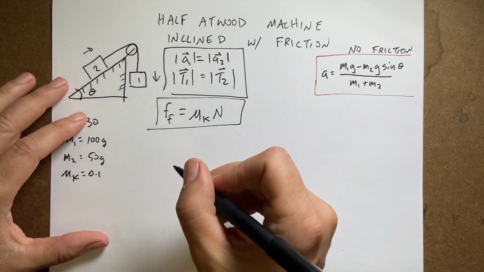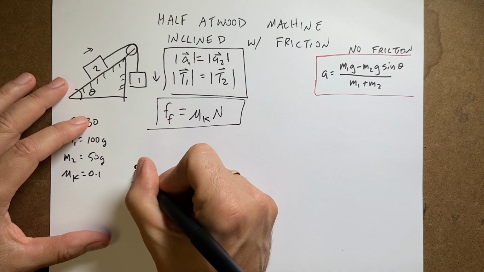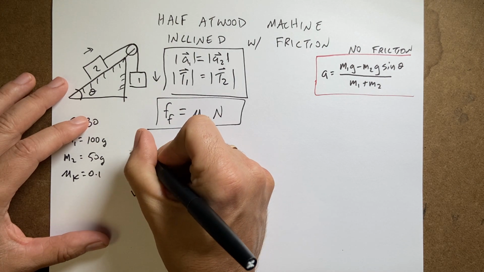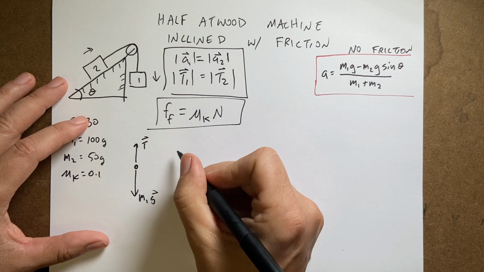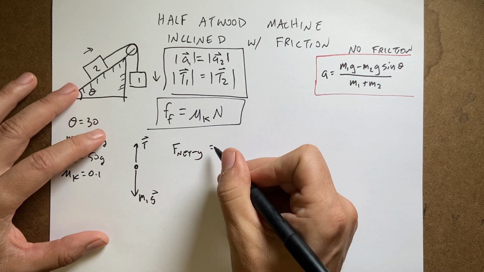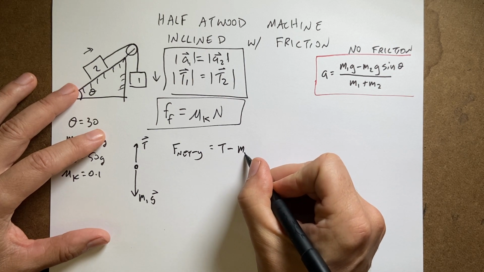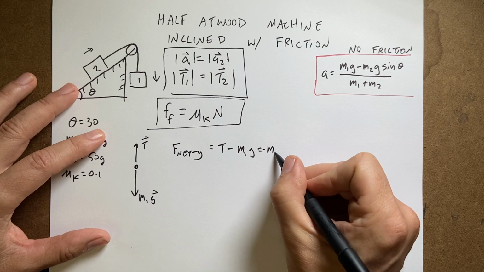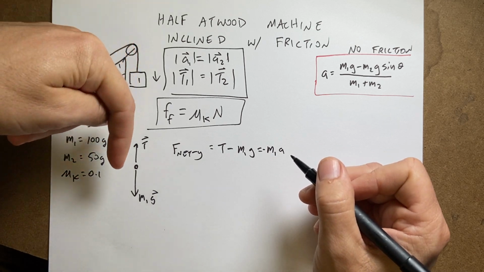So if I draw a force diagram for that mass, I have this. I have M1G, and then I have the tension. And I can say F net Y is going to be equal to T minus M1G equals negative M1A. I'm assuming it's accelerating down.